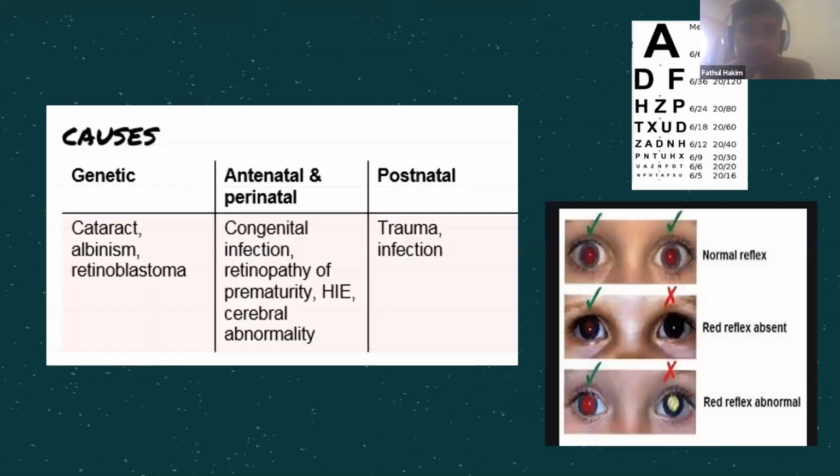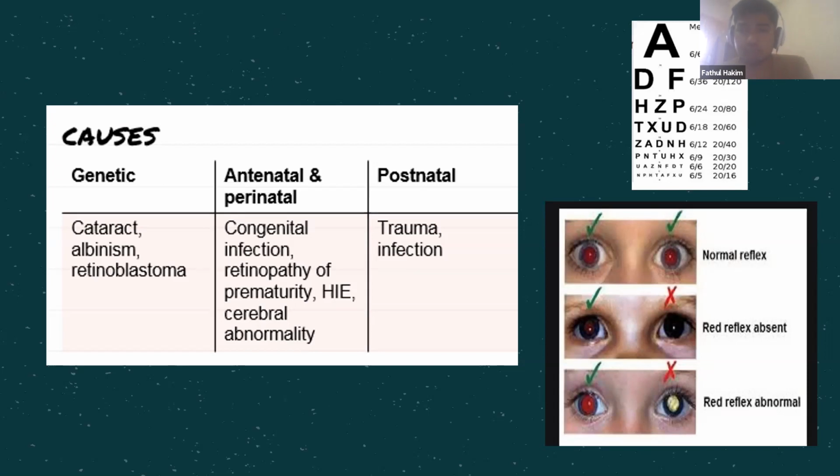Next, it can be divided into three: genetic, antenatal, and postnatal. Genetic causes are cataract, albinism, or retinoblastoma. Antenatal and perinatal causes include congenital infection, ROP, and HIE. HIE is hypoxic ischemic encephalopathy, and there is also cerebral abnormality. Postnatal causes are due to trauma or infection.